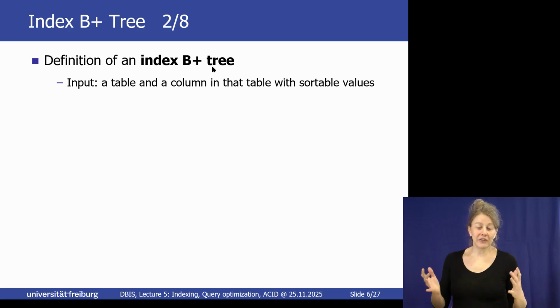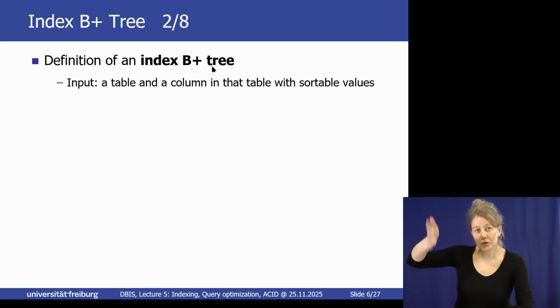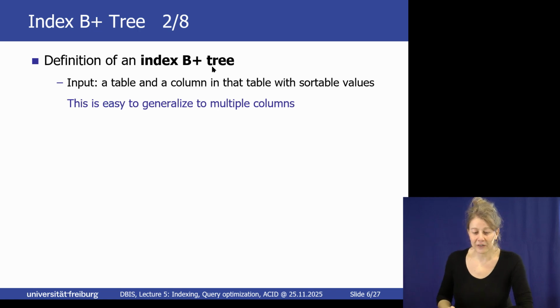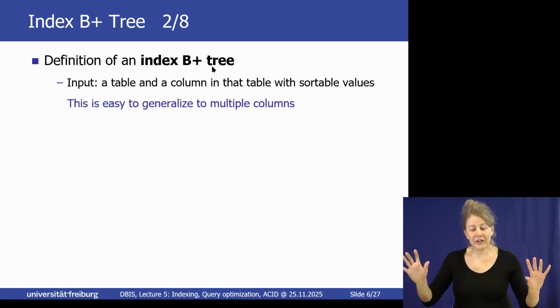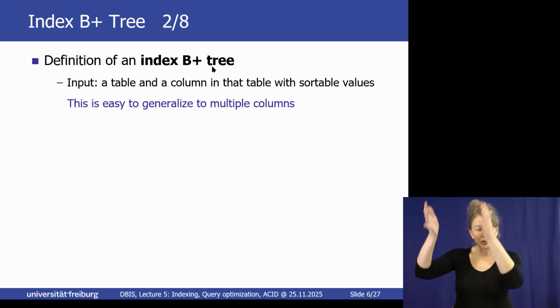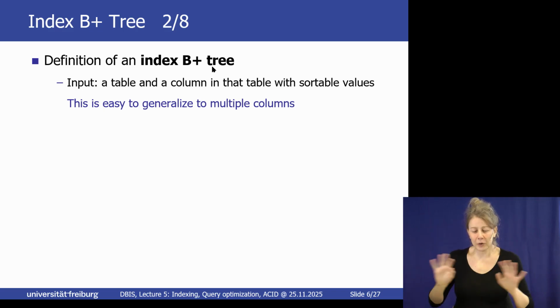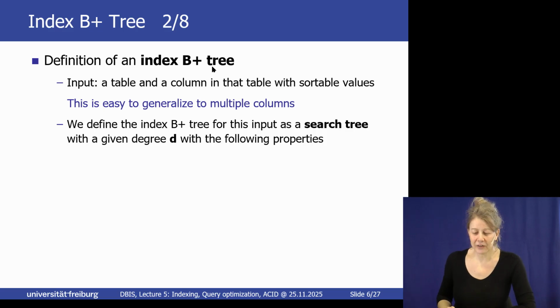So the input is like a create index command. Here's a table, and here's a column which I want to index. And the column should have something which is sortable, so total order. We will see an example in a second. This is easy to do. You can also create an index for 2 columns at once or 3. We will not do that here, but if you think about it, it's easy to generalize.